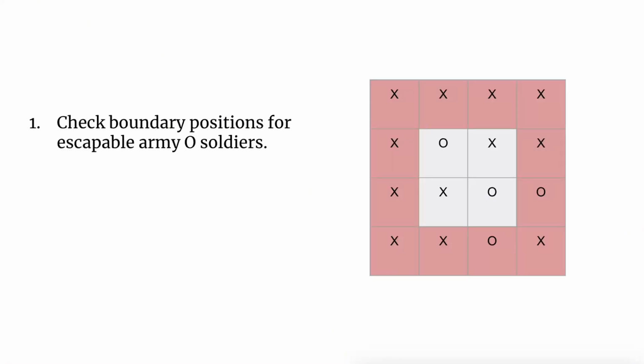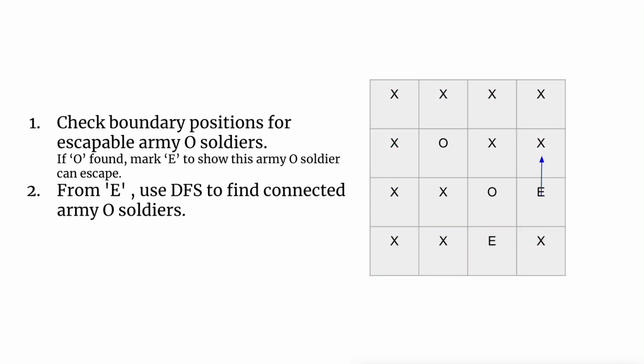First, we check boundary positions for escapable Army O soldiers. If O found, mark E to show this Army O soldier can escape. From E, use DFS to find connected Army O soldiers. If O found, mark E to show this Army O soldier can escape as well.